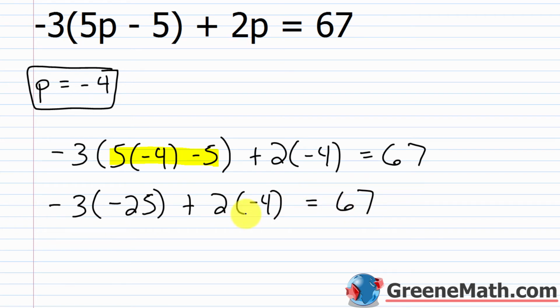So we're going to multiply before we add. Negative 3 times negative 25 is 75. Plus, we have 2 times negative 4, that's negative 8.